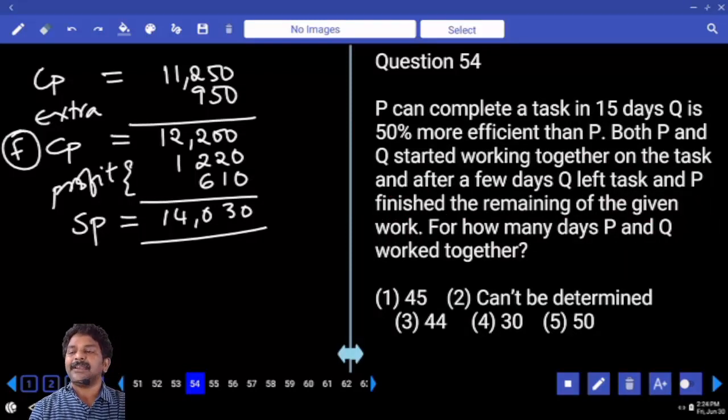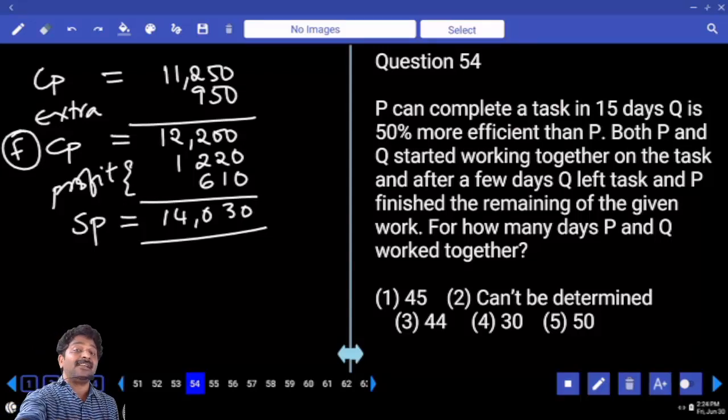P can complete a task in 15 days. Q is 50% more efficient than P. Both P and Q started working together on the task, and after a few days Q left and P finished the remaining work. For how many days did P and Q work together? Can you answer the question? Why?